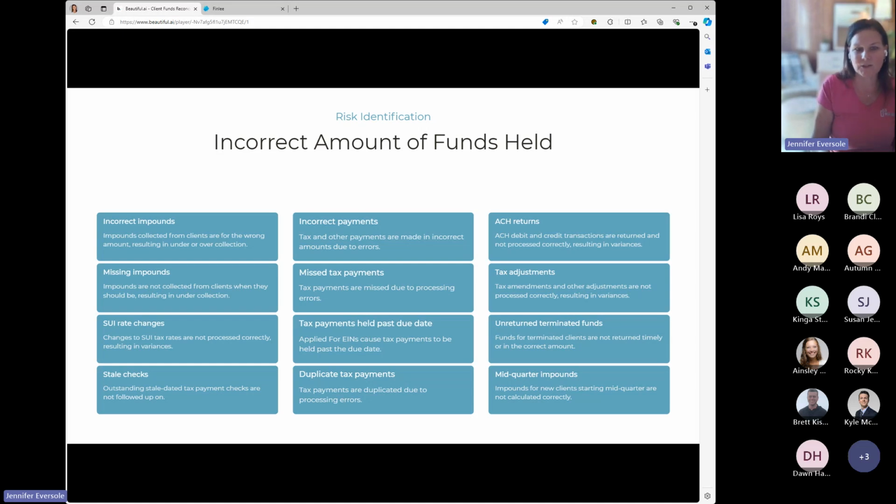That would be new clients starting mid-quarter, and you don't get all the FUTA and SUI from earlier in the quarter. So there's a lot of things that can go wrong, and I'm sure you all see on a daily basis what does. Hopefully you're able to improve your internal processes by identifying what happens, what happens more often, and how can we keep that from happening?